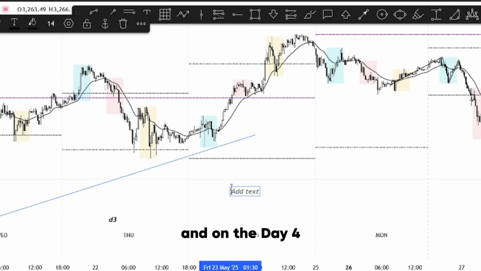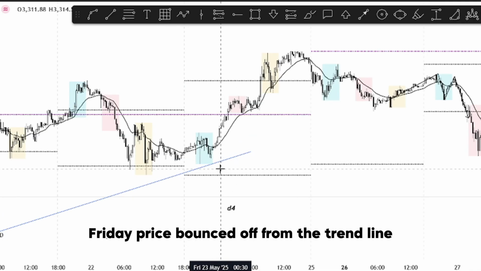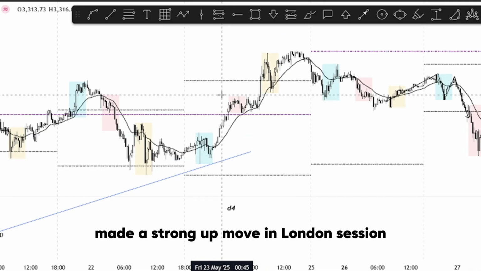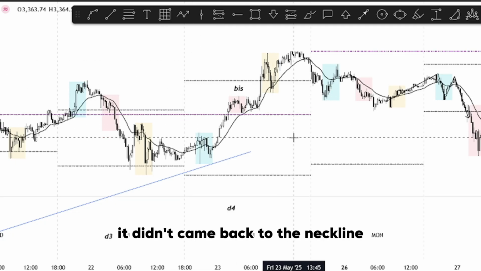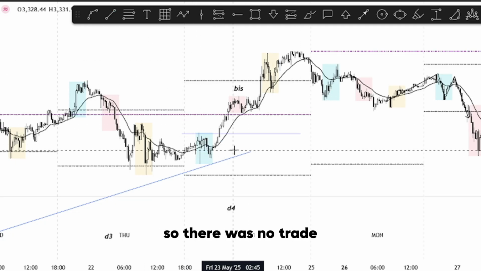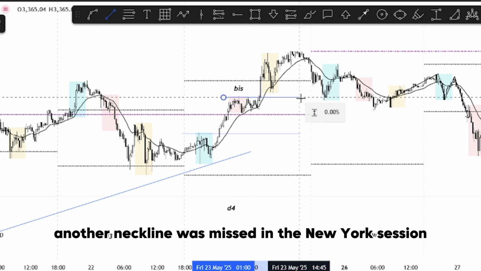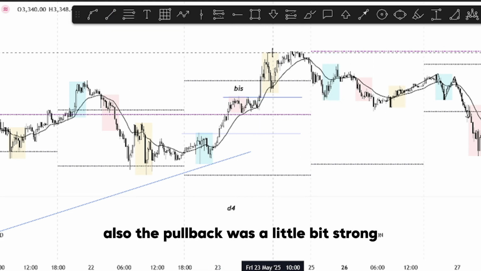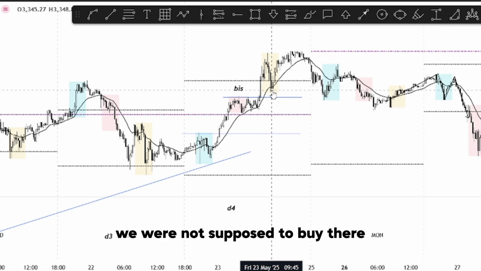And on day 4, Friday, price bounced off from the trend line with a strong up move in the London session. It didn't come back to the neckline, so there was no trade. Also, another neckline was missed in the New York session. Also, the pullback was a little bit strong.